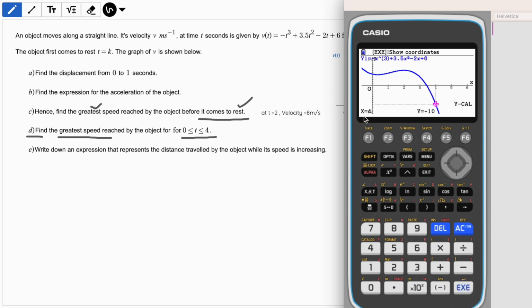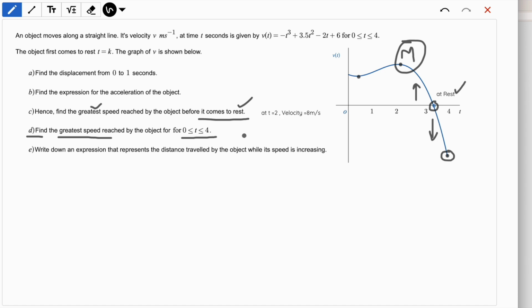Here you go. So at x equal to 4, your velocity is 10, but negative. Negative means in the opposite direction, but it is higher than 8, isn't it? So therefore we should consider the velocity at 4 as 10. The next part was write down the expression to represent distance traveled.